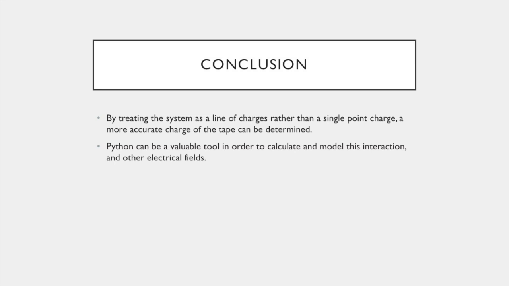In conclusion, this lab shows that a better representation of a charge can be achieved by treating the system as a line of charges rather than just as a single point charge done in Lab 1. By distributing the charge evenly along the tape and then using a computational model such as the one shown in this lab, a more accurate value for the amount of excess charge can be achieved. This lab also shows that Python can be a valuable tool in order to calculate and model these interactions.